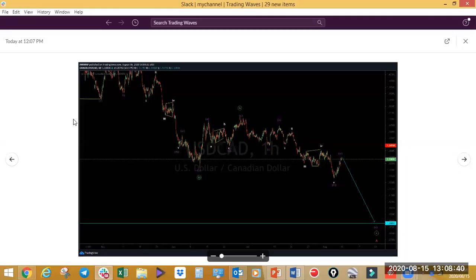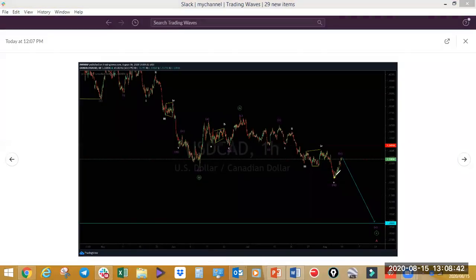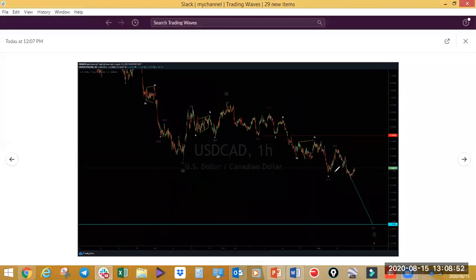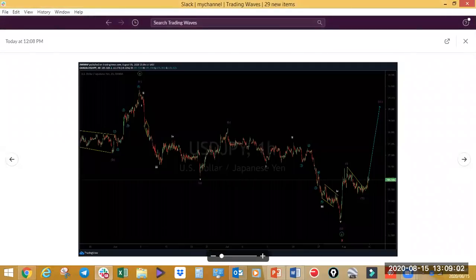US dollar CAD. This was the update on our website. This is what we expected, a pullback here and continuation to the downside, and that is how this is playing out. That pullback has happened, and this is how this one is dropping. Is this going to continue dropping from here and go for that wave 5? We're going to do the update with the market analysis when we start.